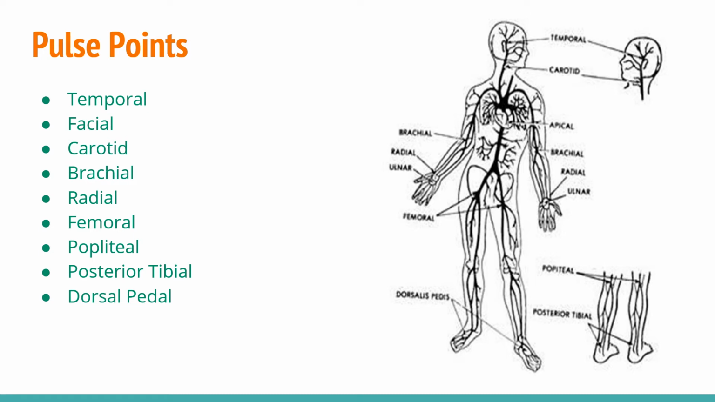Your femoral then is in the groin, and that's actually the carotid they'll check, but then the femoral for sure. If you feel a pulse there, they say that your systolic, your top number, should be at least 60.